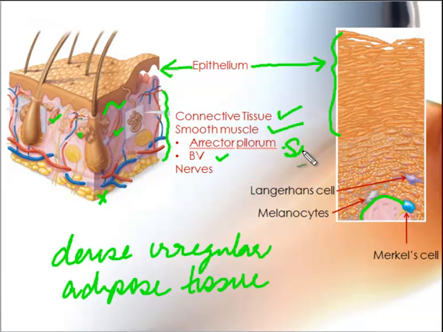So therefore you see muscle tissue also, and both these erector pylorum and blood vessels are supplied by the sympathetic nervous system. And then you have nervous tissue because you have these nerve endings present here. So you can see you have all the four types of tissues present in skin.